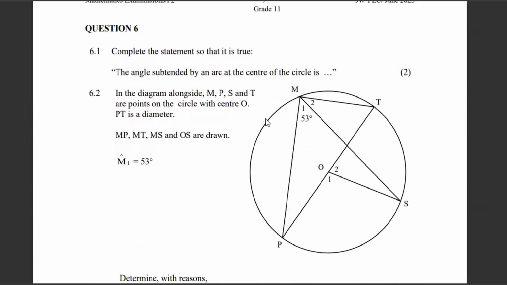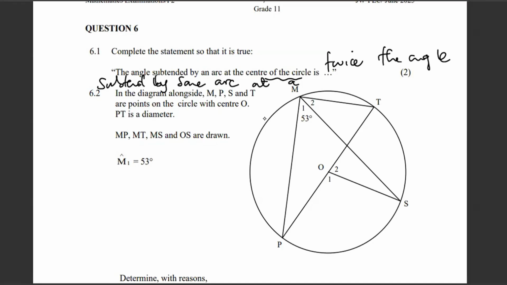Question number 6, complete the statement so that it is true. The angle subtended by the arc at the center of the circle is twice the angle subtended by the same arc at the circumference of the circle.